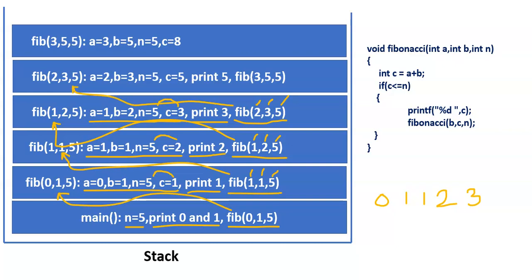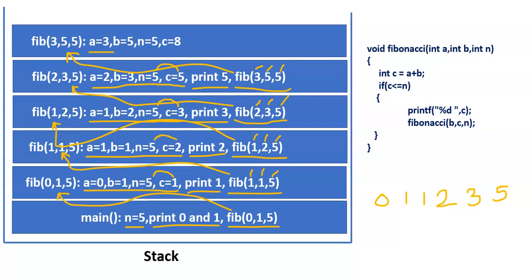And then here a value is 2, b value is 3 and n value is 5. And after calculating C value, a plus b, 2 plus 3, 5. Again 5 is less than or equal to 5, which is correct. Again C value is printed, whose value is 5, and then it is calling Fibonacci function again with values b value is 3, C value is 5, and n value is 5. Another copy of Fibonacci function will be placed in the stack, and all of its arguments will occupy memory.